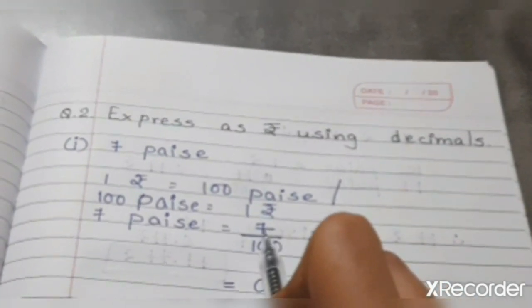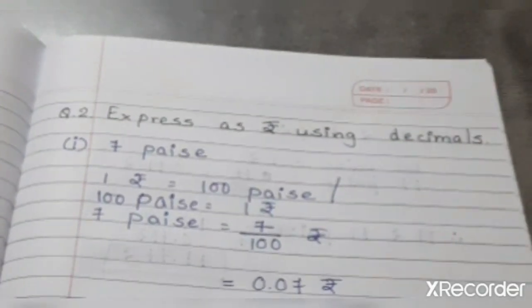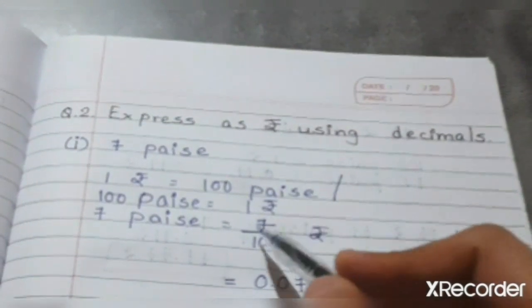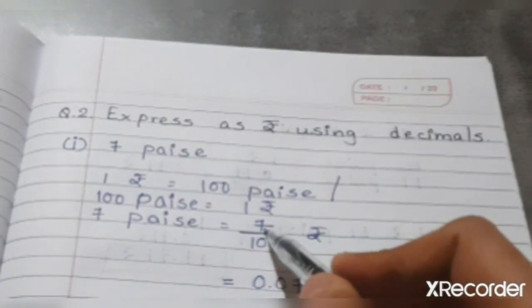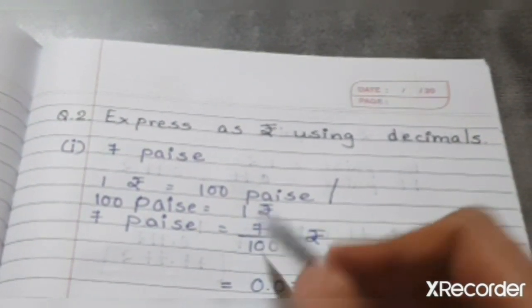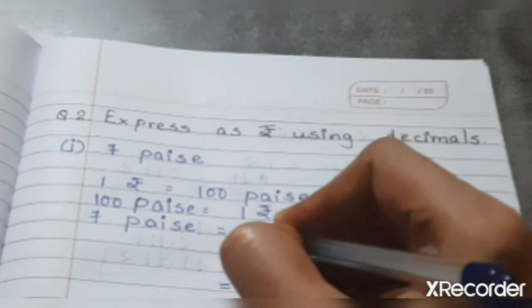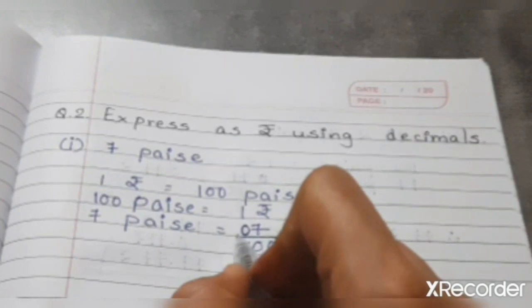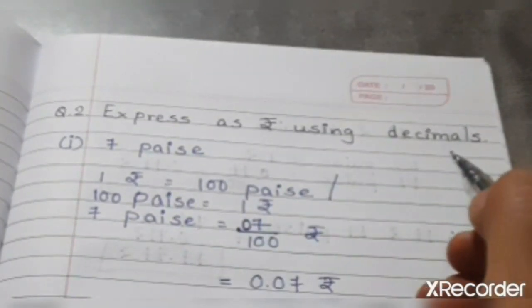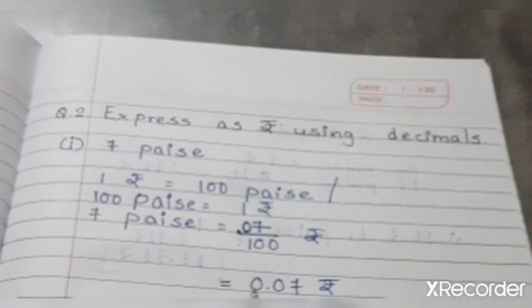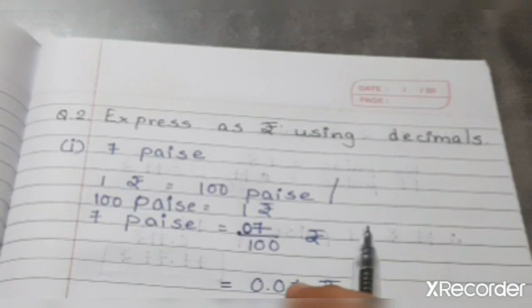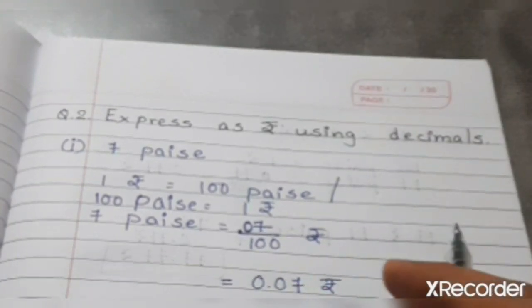So before 2 numbers we will add point. Here we have only 1 digit. So what we will do? We will write 0 here. Now we have 2 digits and we will add point here. So the answer will be 0.07 rupees. In this way you can convert paise into rupees.